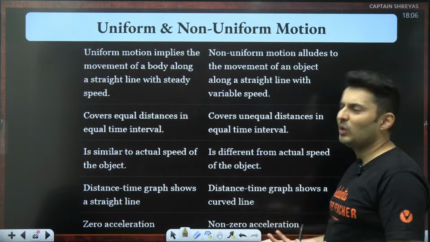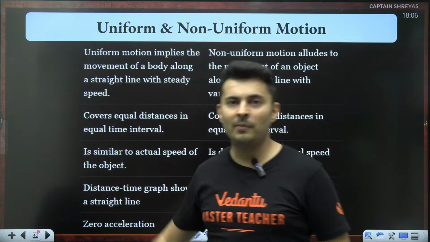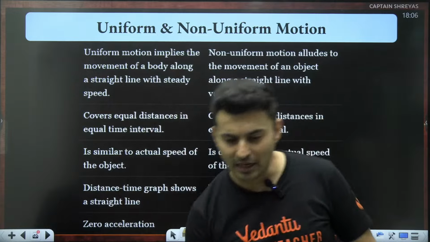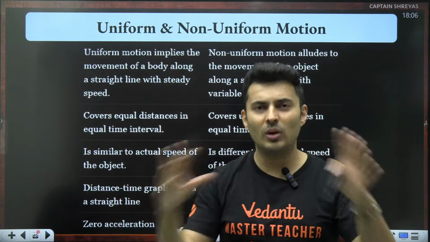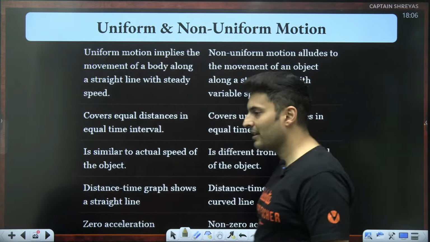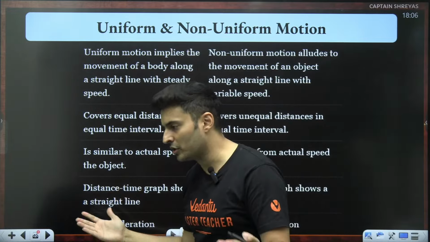But when the motion is non-uniform, it can do any random thing. A plane is going in a turbulent area, so it is going up, down, sometimes increasing, sometimes decreasing. It is landing. All sorts of things can happen. That is basically non-uniform motion.